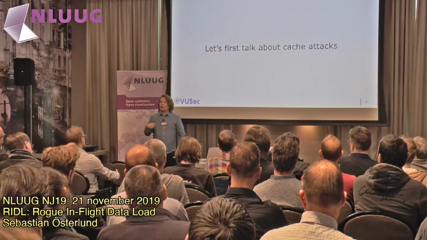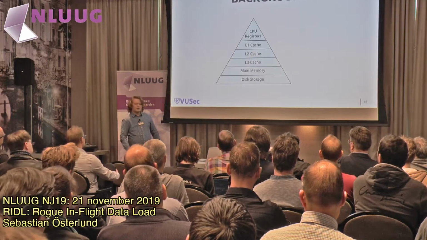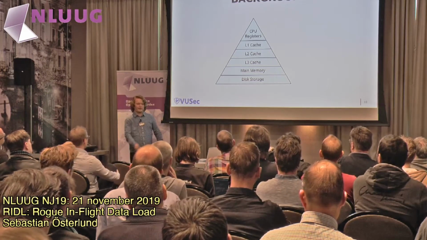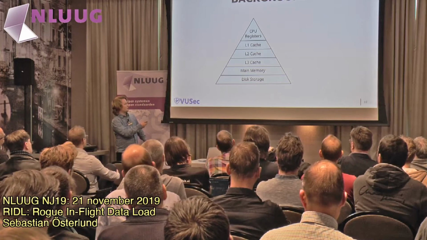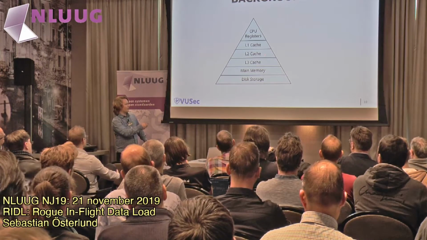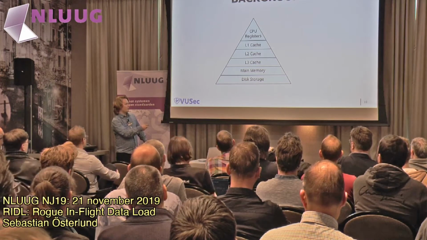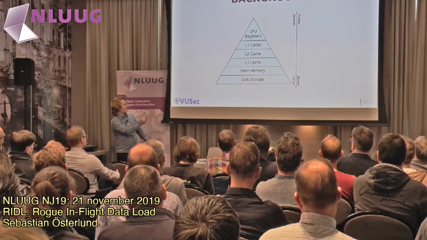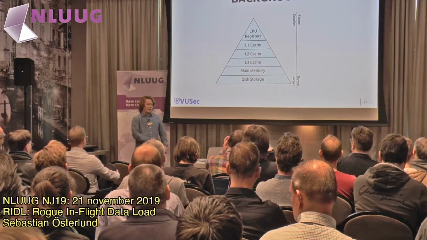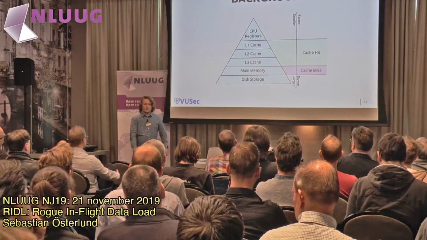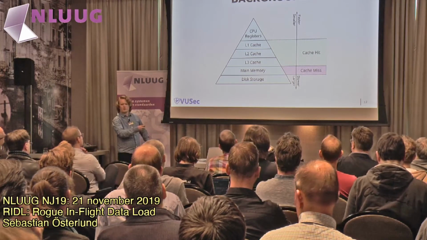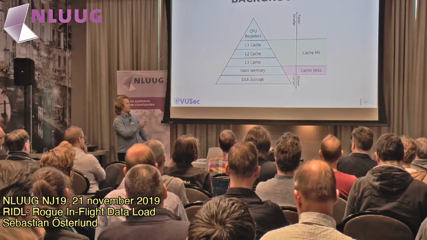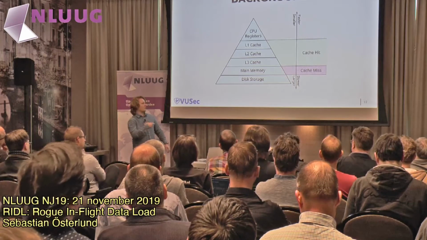So let's talk about cache attacks. Modern computers have a memory hierarchy like this. You have very fast CPU registers, then different layers of cache, and then main memory. The lower you go, the slower the storage is, and CPU registers are the fastest. To introduce some terminology, if the data that you want to read is available in the cache, so L1, L2, L3, we consider it a cache hit. Otherwise, if it has to be fetched from main memory, it's a cache miss.